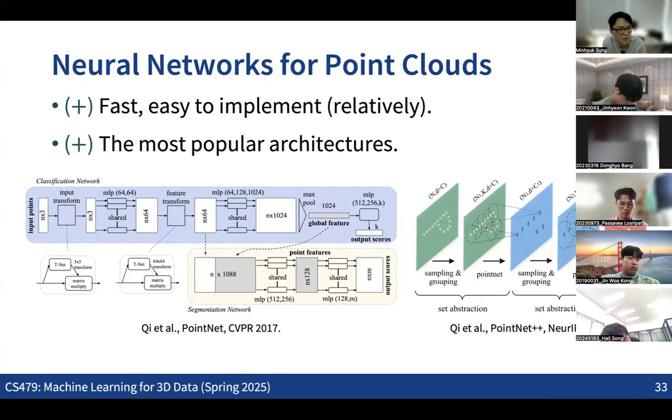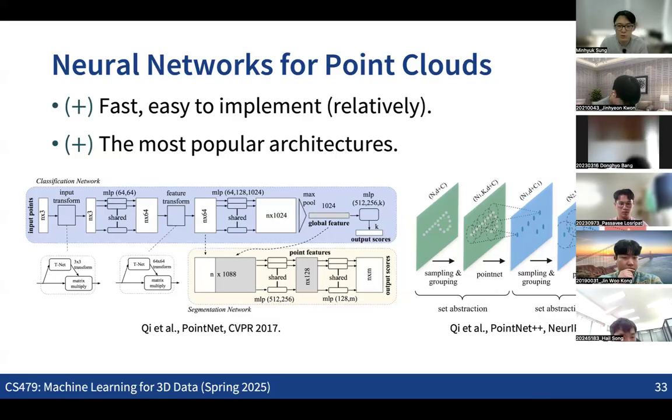This is also one of the most popular architectures, especially for encoding. So we are going to see how we can make encoding or decoding architectures for the point cloud. We're going to see that this is quite a convenient representation for making neural networks. So it's a good thing in terms of building neural networks.